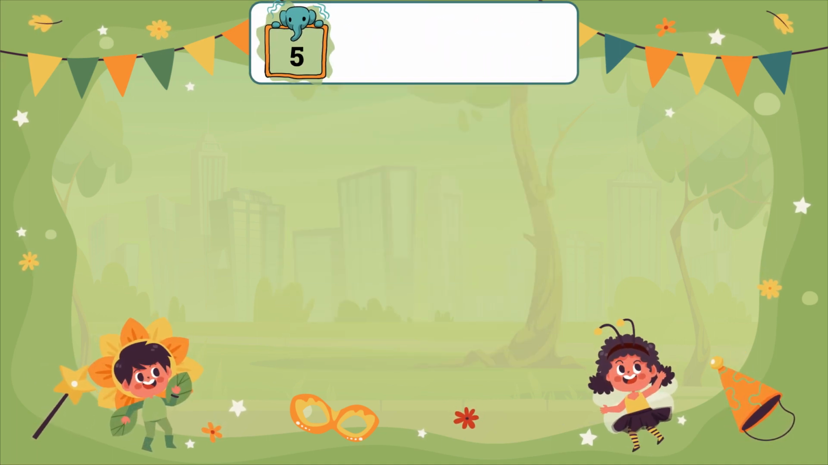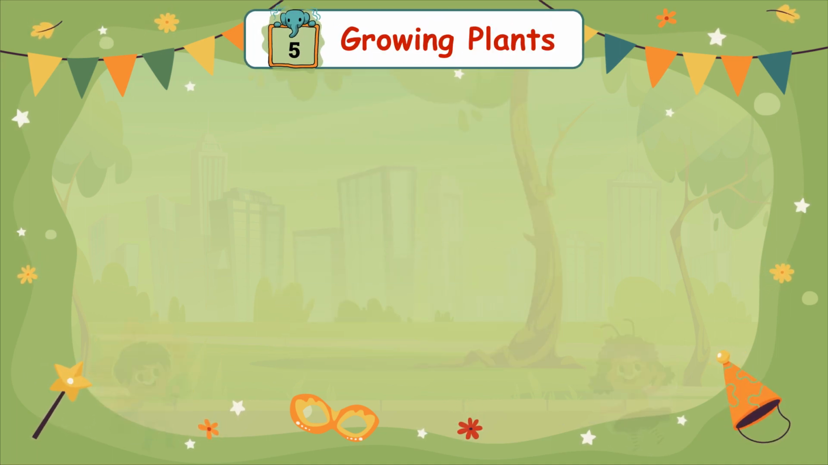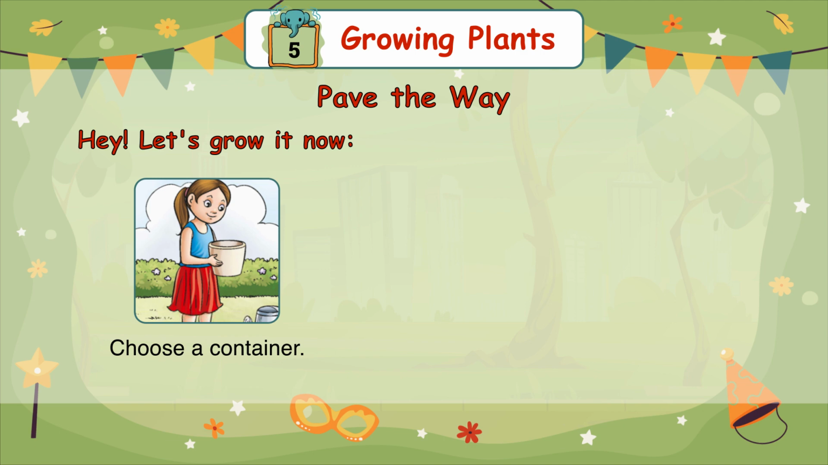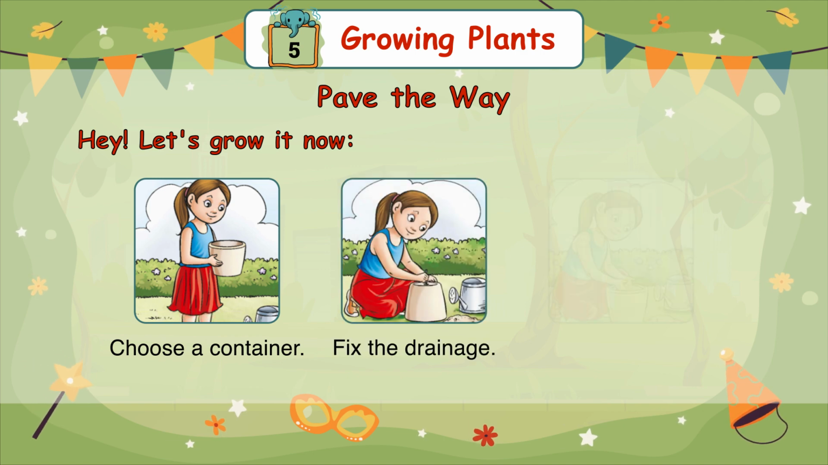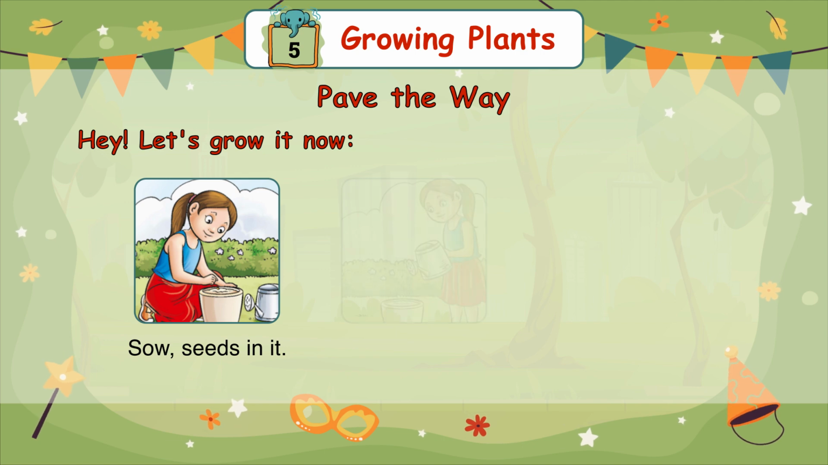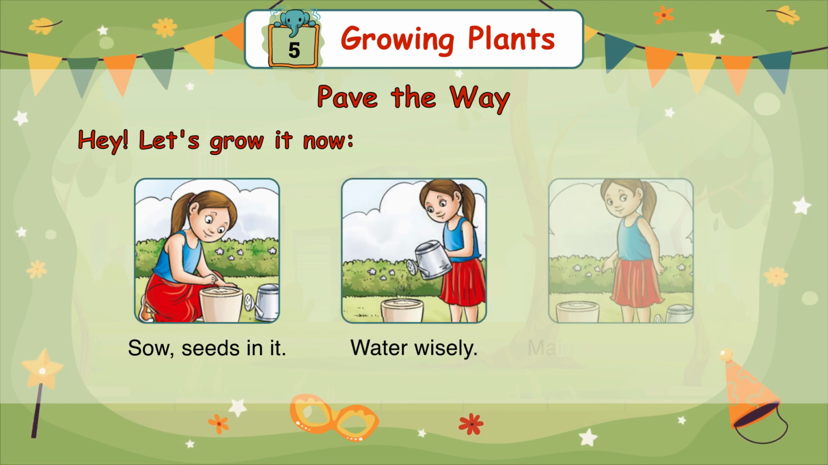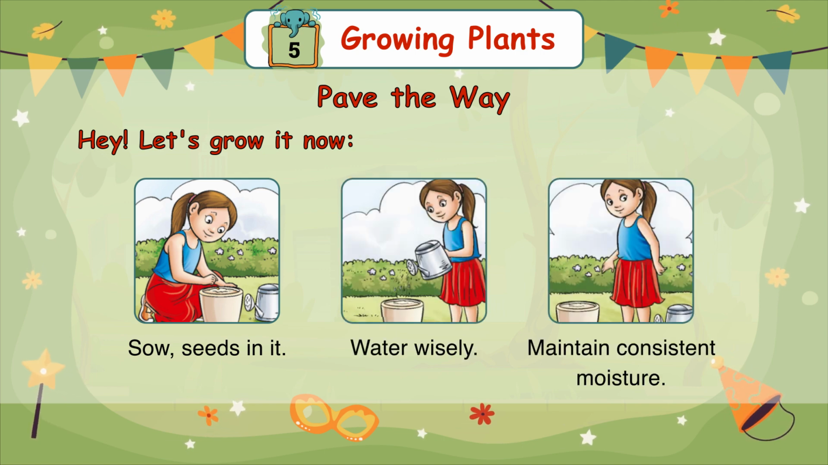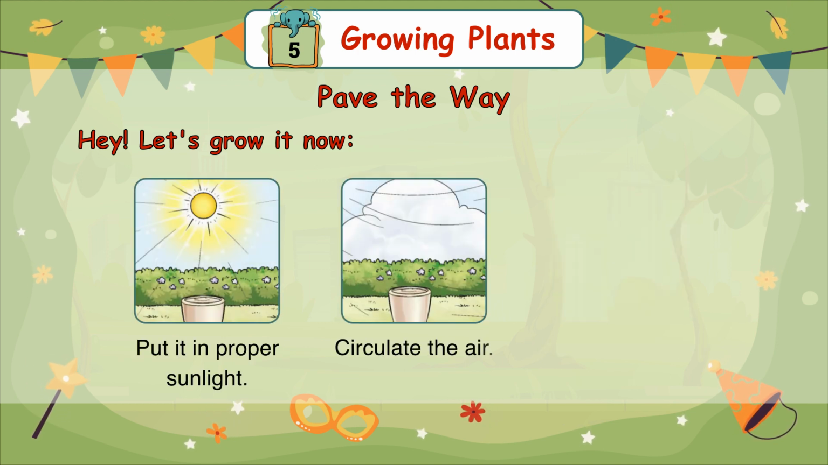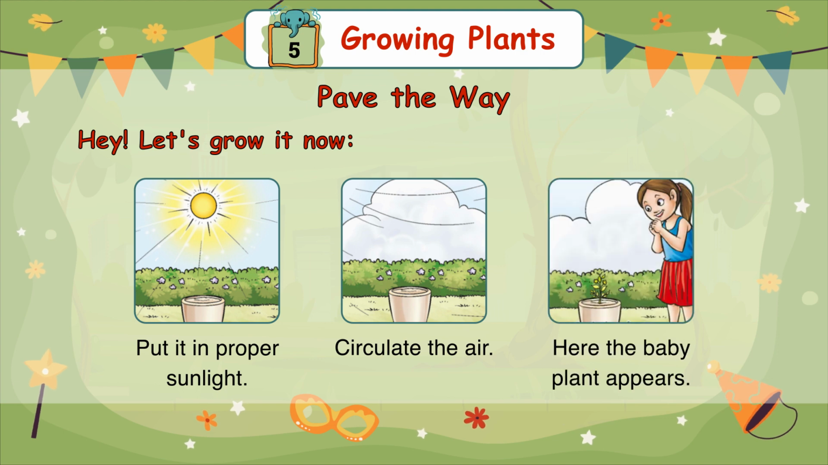Chapter 5: Growing Plants. Pave the way. Hey, let's grow it now. Choose a container. Fix the drainage. Fill it with soil. Sow seeds in it. Water wisely. Maintain consistent moisture. Put it in proper sunlight. Circulate the air. Here the baby plant appears.